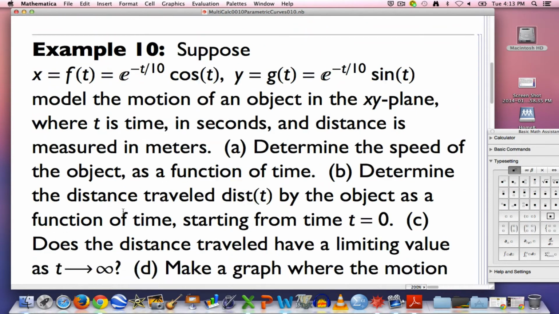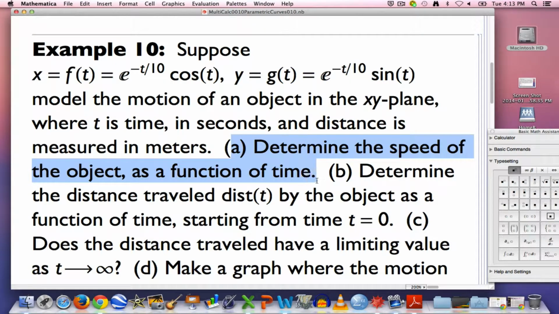So here's our example. If you look at the equations here, it's not so surprising that this is going to be a spiraling motion. You've got some exponential decays that are going to go towards 0 as t goes to infinity, and you have some trig functions, cosine and sine, that are going to oscillate as t increases. This is going to result in a spiraling motion toward the origin as t increases.